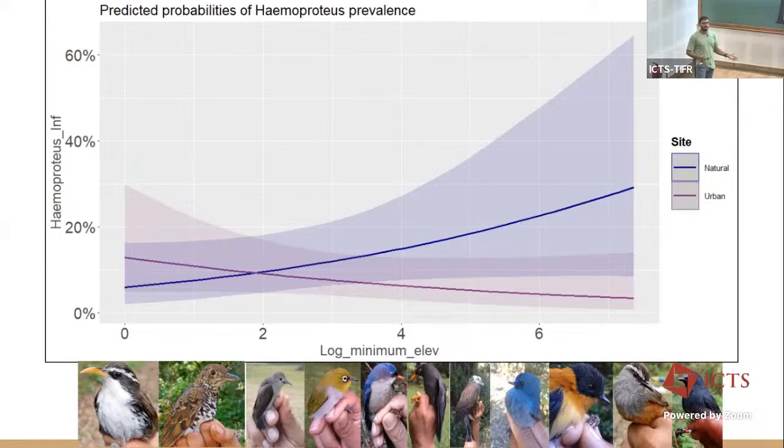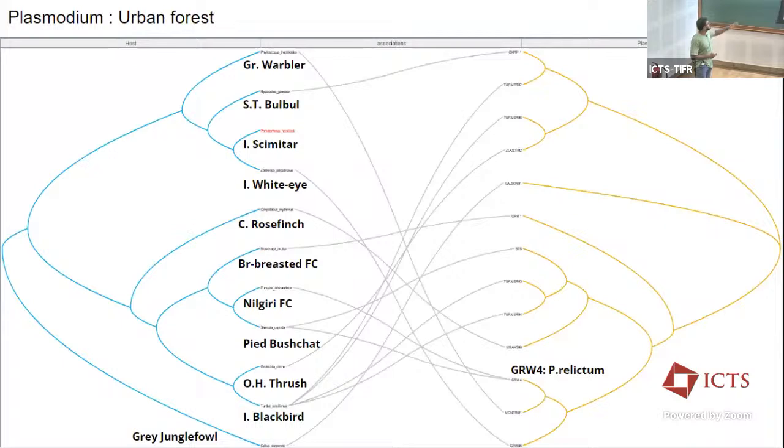And why could this be happening? If Hemoproteus is very host-specific, are the hosts responding differently to these natural and urban forests, and is that how the Hemoproteus is also responding to them? It's possible that that is the case, right? This is worth thinking about. This is another trianglegram.